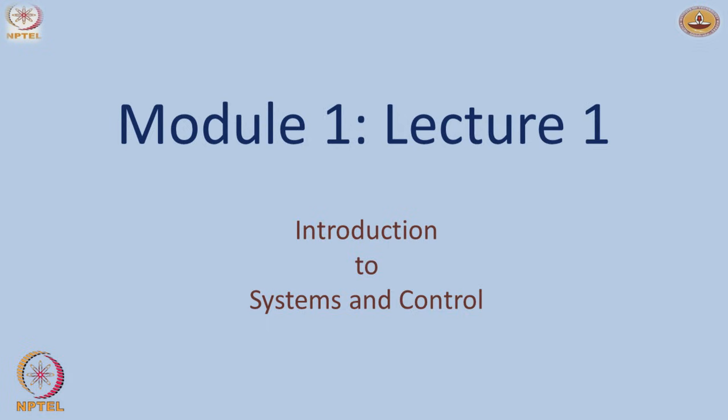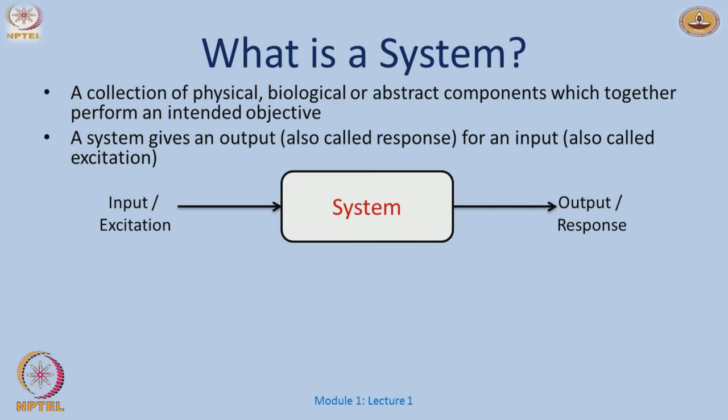Okay. So, let us start by defining what is a system. It could mean several things, but we will restrict it to what makes sense for us in the course. By definition it could be a collection of physical components, biological components, sometimes even abstract components which talk to each other to perform an intended objective. From the control point of view, we can say that a system, when subject to a certain input, also called excitation, gives a certain output, right.